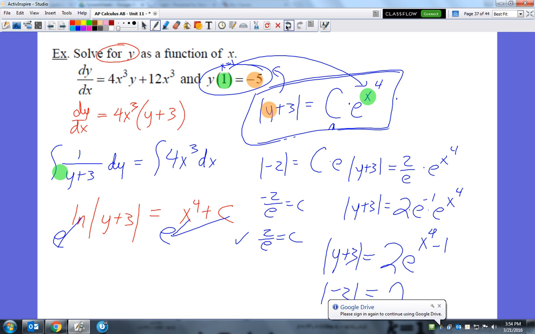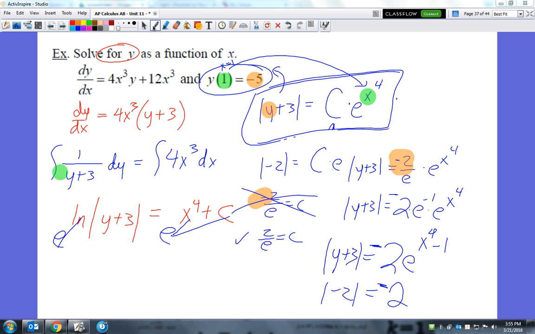Okay, let's make sure that the other one doesn't work. So if I go and I plug in the other one instead of positive 2 over e? What if I put a negative 1 right here, or a negative 2 over e? So this would be a negative, this would be a negative, this would be a negative, and this would be a negative. And the absolute value of negative 2 is not going to equal negative 2. That's why this one doesn't work.